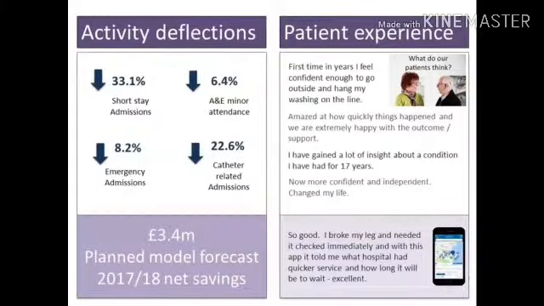So there you can see some of the activity deflections. So we really were, and this is data that was heavily scrutinised by NHS England. As you can imagine, we had quarterly reviews, and they went through our data with a fine-tooth comb. So we can actually say that we made all those activity deflections. So 33.1% reduction in short stay admissions, 8.2% on emergency admissions, etc.